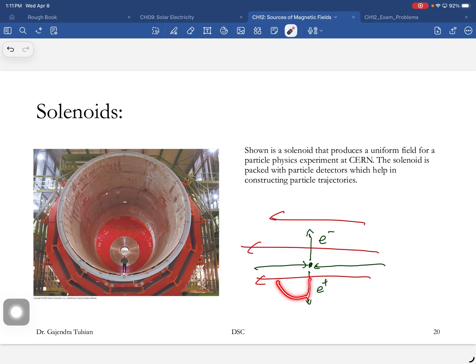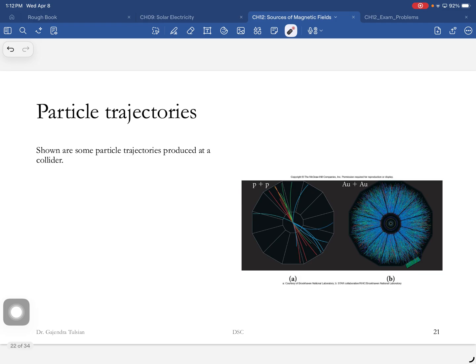V cross B would be a force in this direction. So V cross B would be a force into the sheet. This guy would curve in that direction. V cross B would be a force in this direction. That guy will also curve in that direction. So if you have a particle-antiparticle pair, they both curve in that direction. And you can see that. So at the center, here is a particle-antiparticle pair.